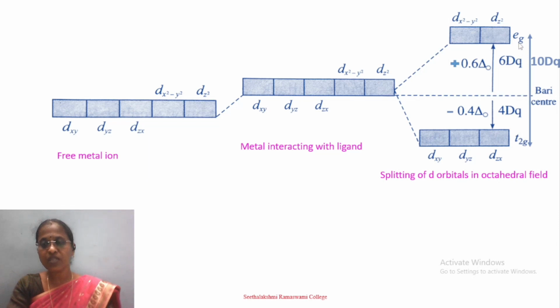The energy difference between the Eg orbitals and the T2g orbitals is referred to as delta O. O in delta O indicates octahedral environment. This is represented as delta O or 10 Dq. The Eg orbitals are 0.6 delta O or 6 Dq higher in energy than the hypothetical situation. The energy of the T2g orbitals is 0.4 delta O or 4 Dq less than the hypothetical environment, that is, the barycenter.